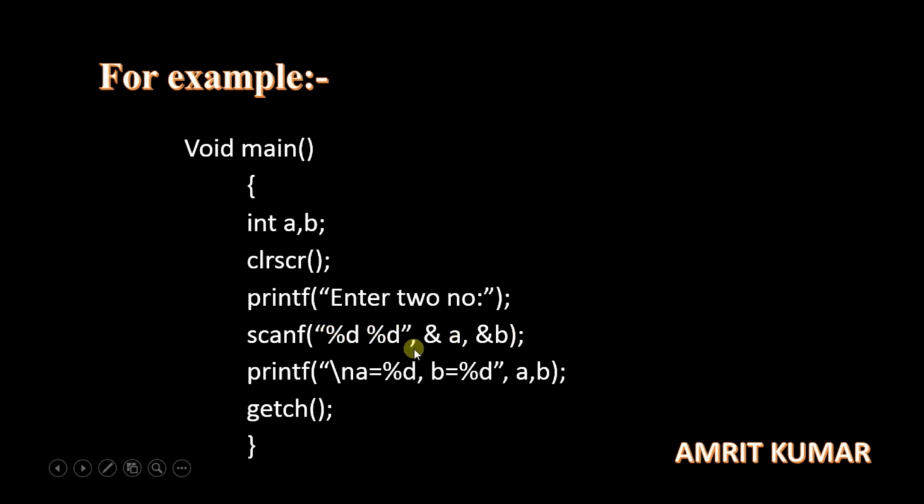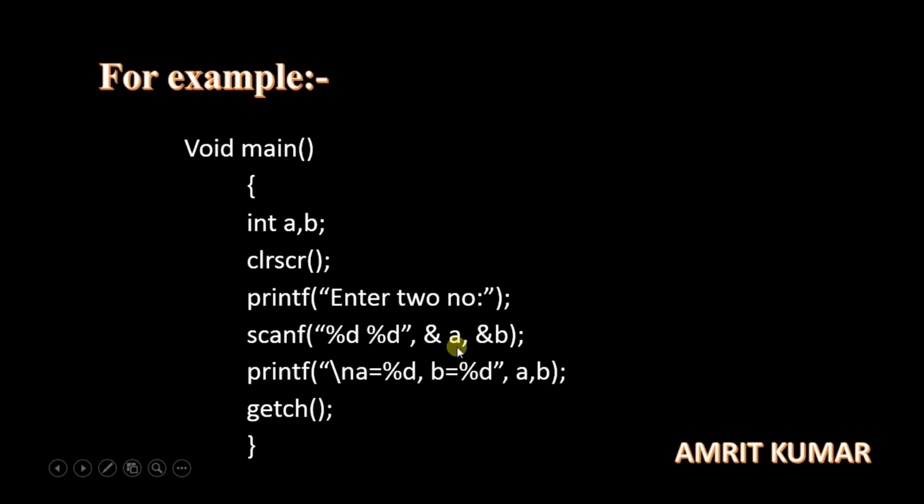Next point, I have used the comma operator, and that is used as the separator here. Now, A is stating here that ampersand is holding the address of variable A. Ampersand is holding the address of variable B. So actually I am getting the address of variable A and variable B.